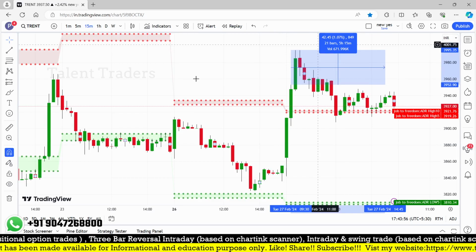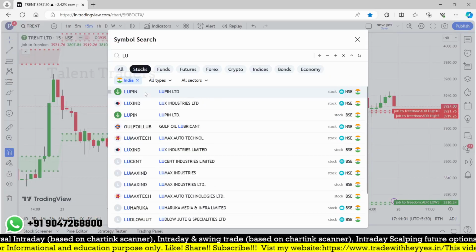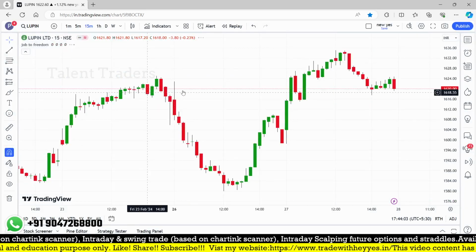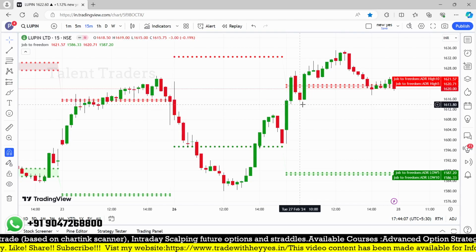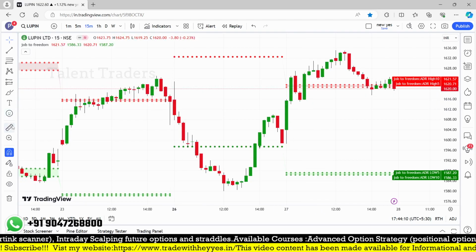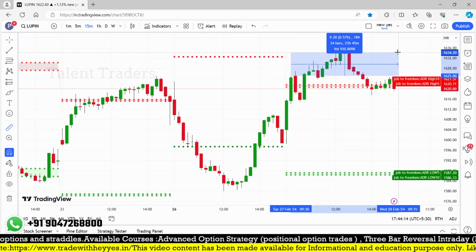In this case, that moves well. And in our other case, Lupin and Maruti. Let me check Lupin, what is happening on the second candle. Here is the breakout, but here you can see that the low is not broken and the high is broken. After the high is broken, whether it generated 1% or not, only 0.6%.